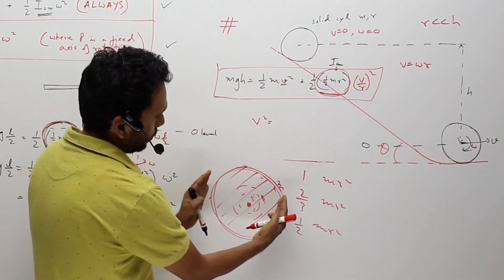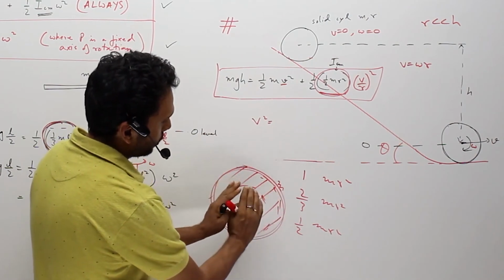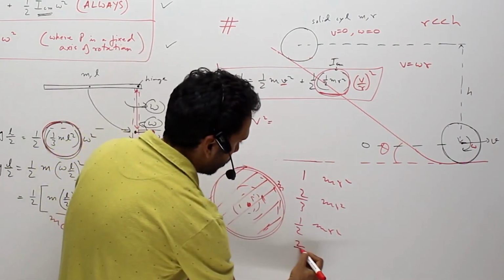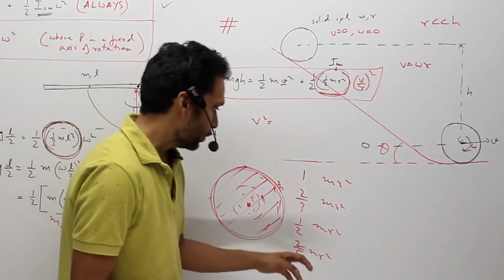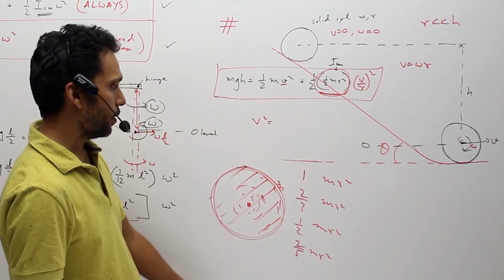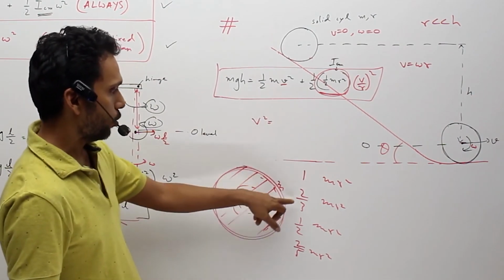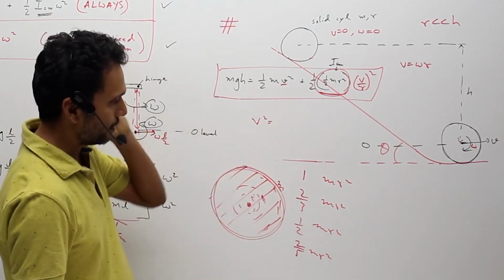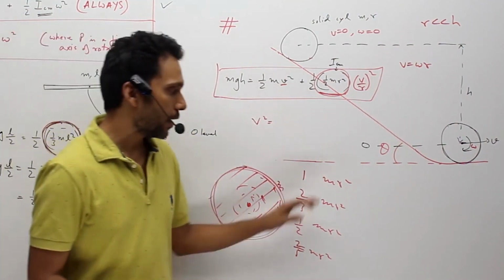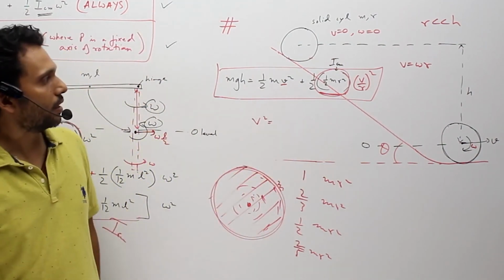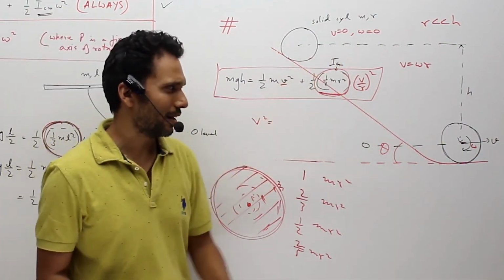And for solid, the masses converge and the mass is very near, so that is your 2 by 5 mr square. So 2 by 5 being the least among all, you can just check. 2 by 3 is 0.667, this is 0.5, 2 by 5 is 0.4. So the higher the moment of inertia, lower will be the velocity. So this has in fact come in an exam.